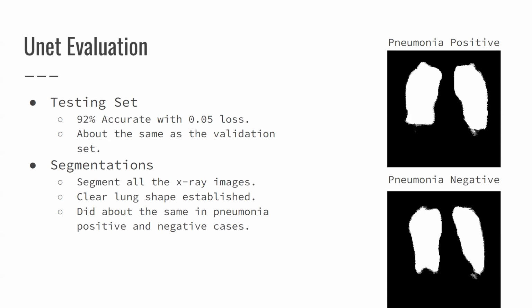And I had the UNet model segment all the X-ray images. You can see on the right here, examples of pneumonia positive and pneumonia negative segmentations by the UNet model. You can see it's a little rough around the edges. It's not perfectly accurate, like the mask I showed you before, but it gets the general shape, and that's good enough for what I'm going to be doing next.